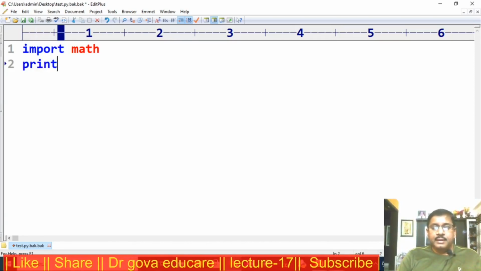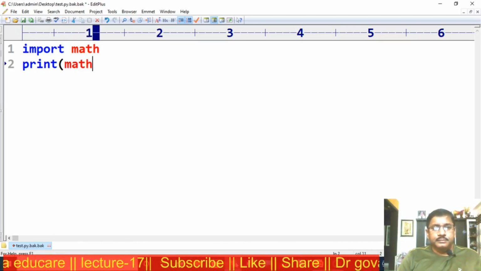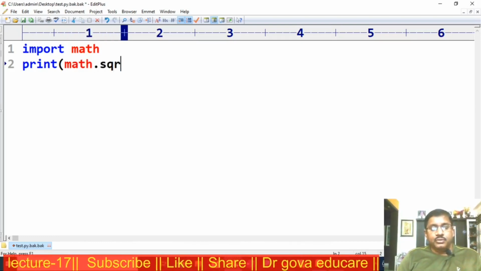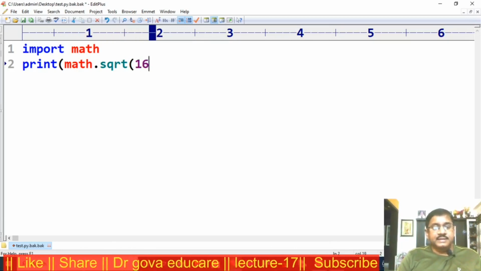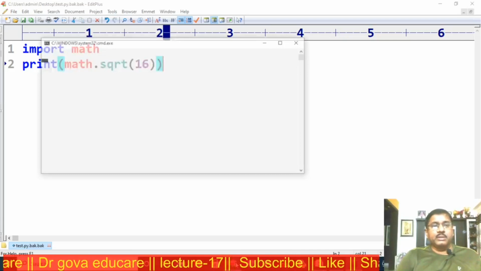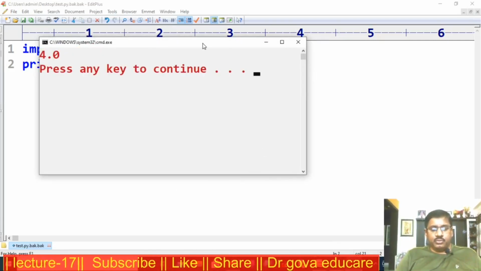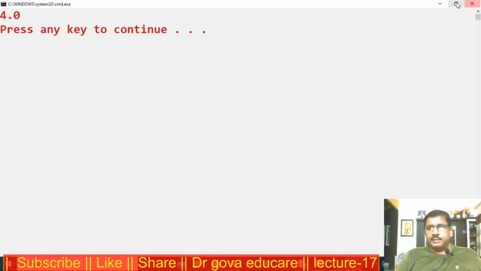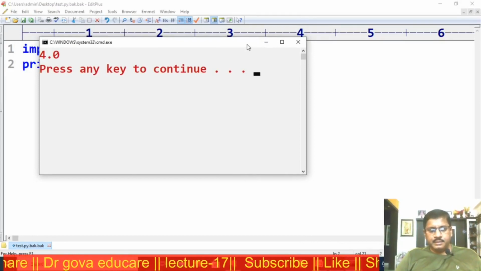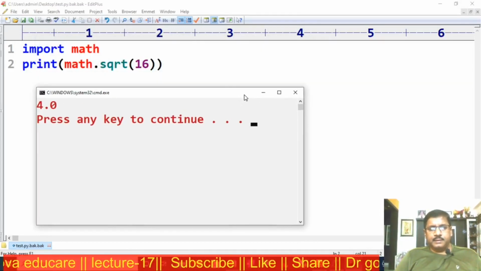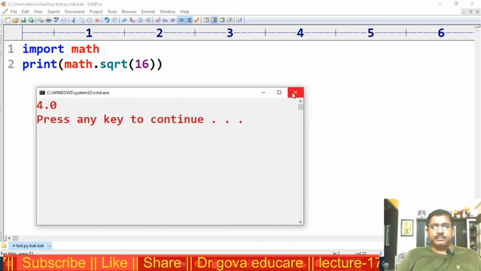I want to find the square root value. Print math dot sqrt of 16. Now I am executing the program. It returns 4.0. The result is in floating point form.